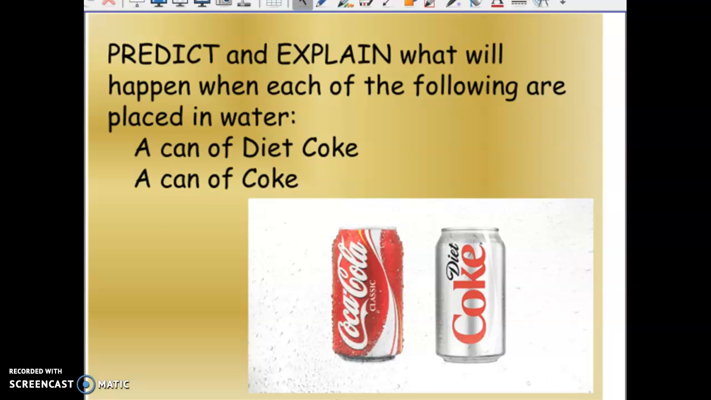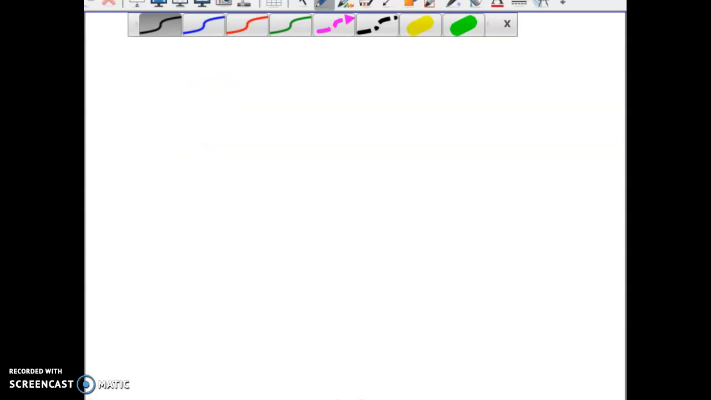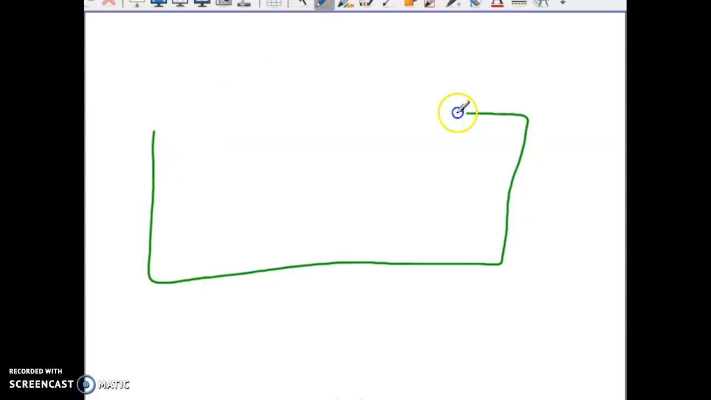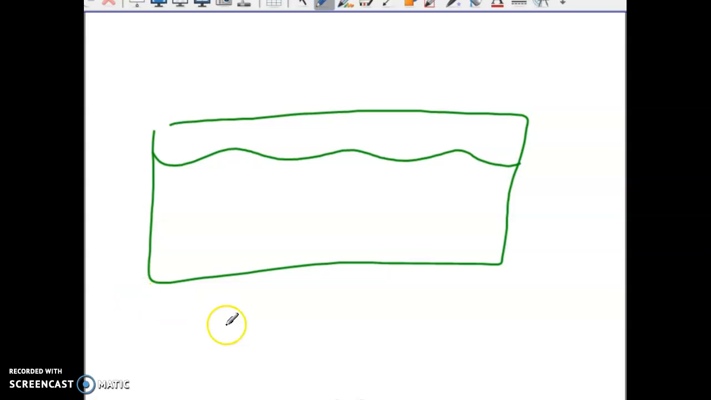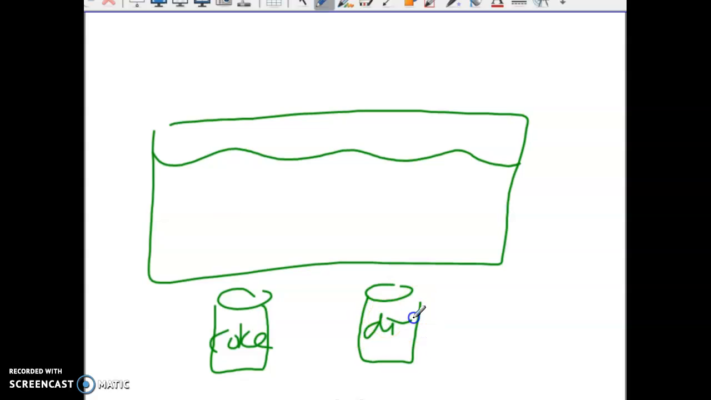So I'm going to explain what's going to happen here. I'm going to show a video, and then we're going to discuss, and I'm going to explain what you saw. Okay, so I'll give you the setup of what's going to happen. There's going to be a tank of water. There's going to be a can of regular Coke and a can of Diet Coke.